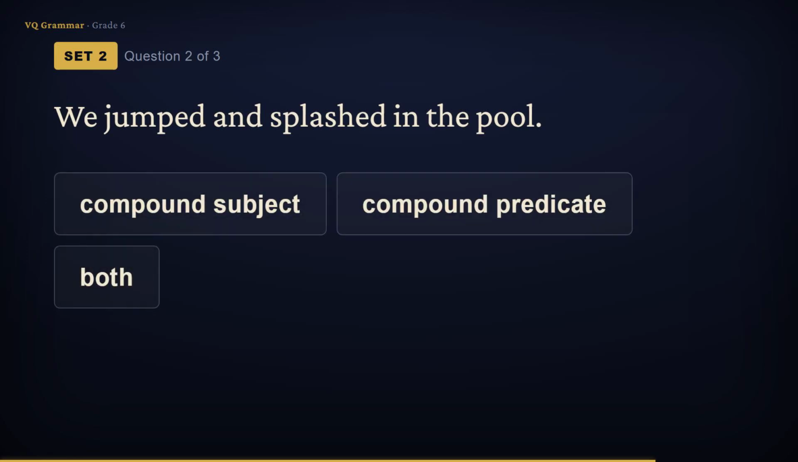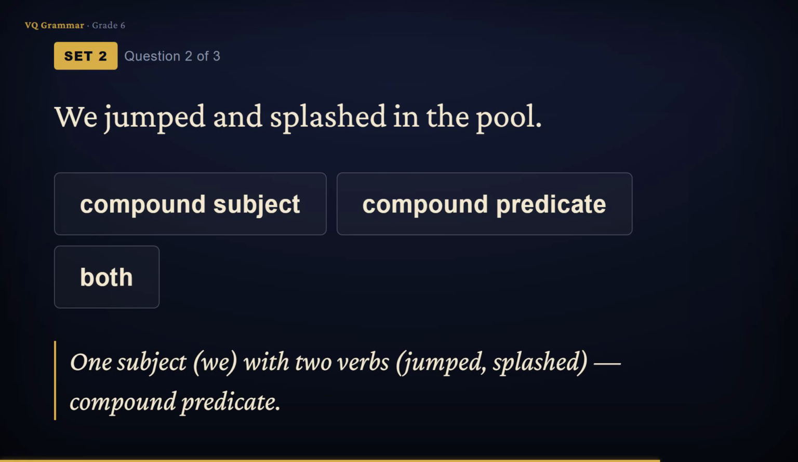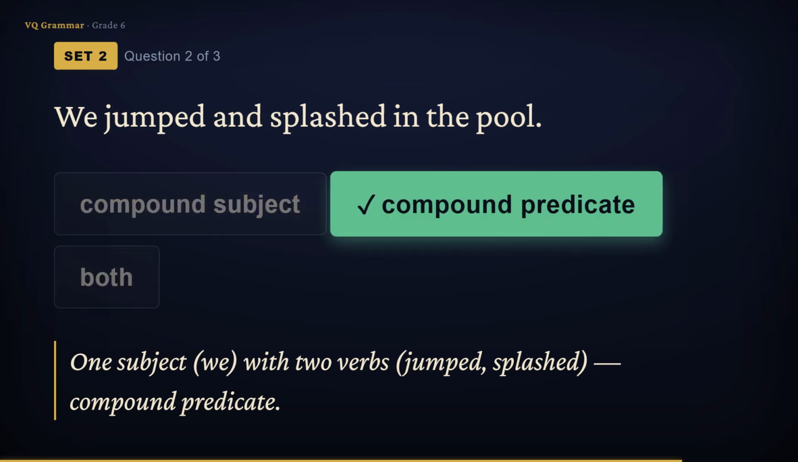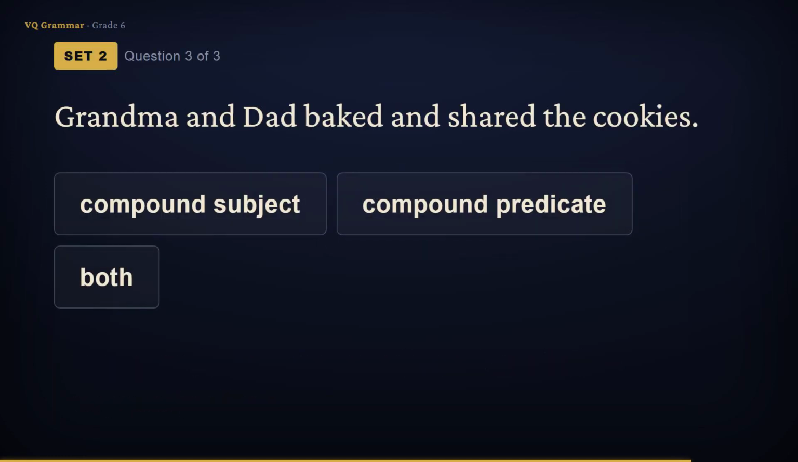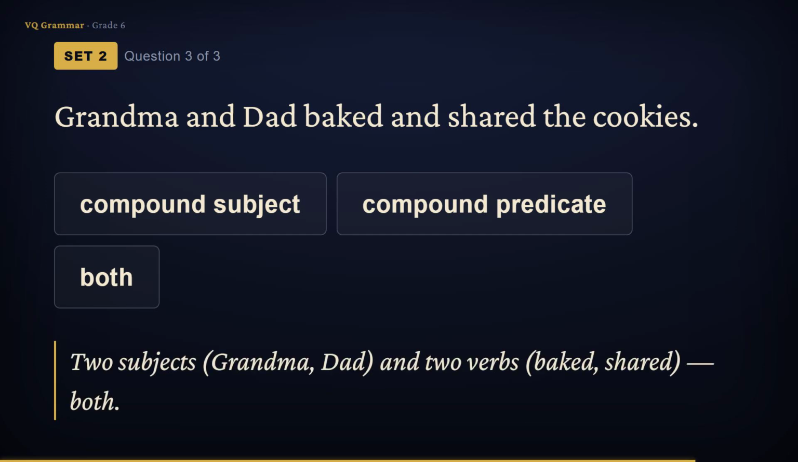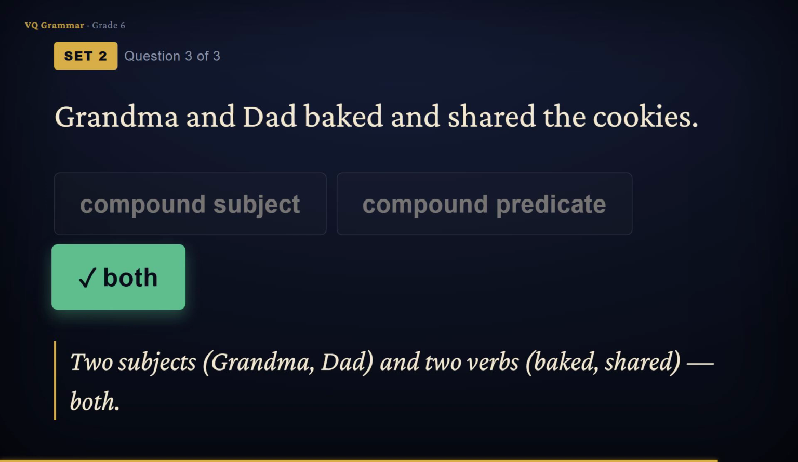We jumped and splashed in the pool. Count the subjects, just we, that's one. Count the verbs, jumped and splashed, that's two. One subject, two verbs. So the answer is compound predicate. Grandma and Dad baked and shared the cookies. Count the subjects, Grandma and Dad, that's two. Count the verbs, baked and shared, that's two. Two of each. So the answer is both.